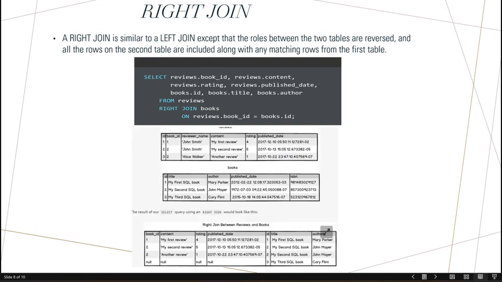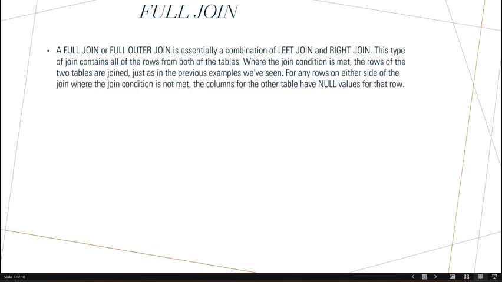Right join. A right join is similar to a left join, except that the roles of the two tables are reversed, and all the rows in the second table are included along with any matching rows from the first table. So this will actually add rows to the table, as opposed to only adding onto rows that exist on our left. If we have our top table for reviews and a second table for books, and we join them at the bottom, you can see that now the left side has null fields where there's data incoming from the right table.